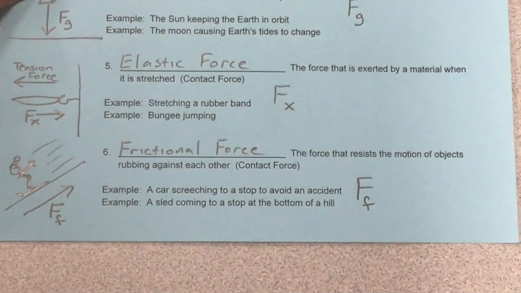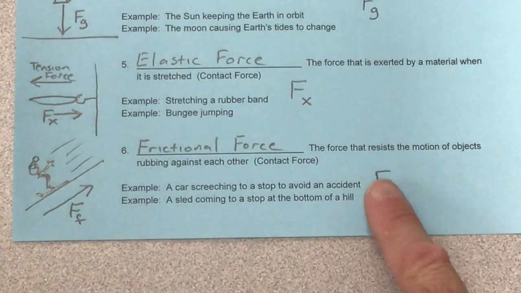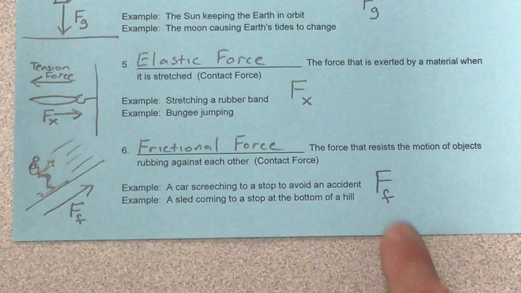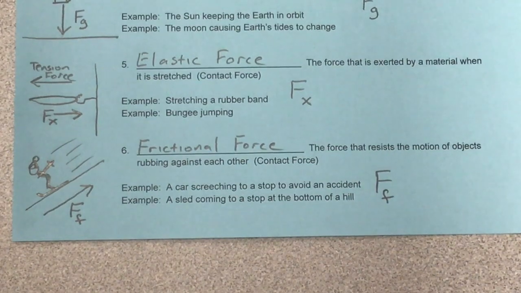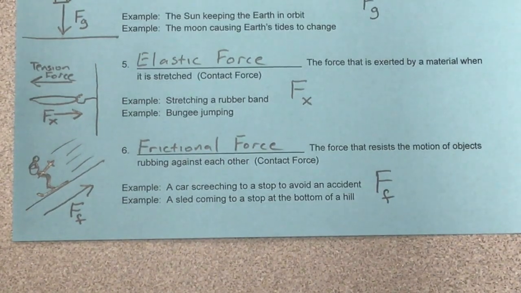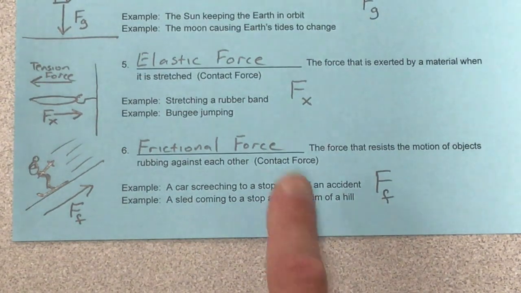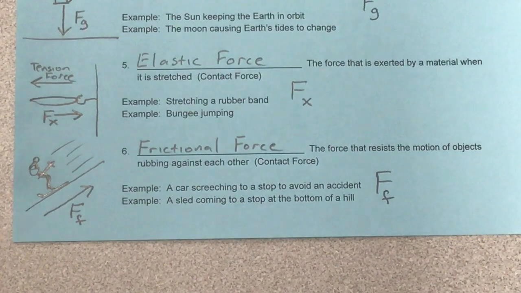The final one is frictional force. Here's our symbol, the capital F with a lowercase subscript f. So frictional force, also known as the force of friction or just plain friction, is the force that resists the motion of objects as they are rubbing against each other. Another contact force because two objects are touching and rubbing against each other.